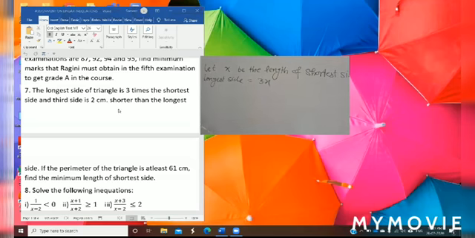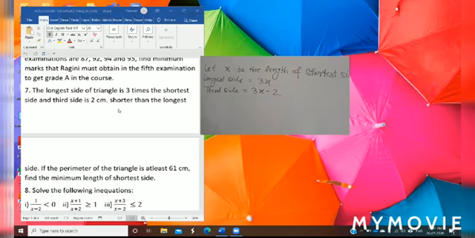And the third side, what about the third side? The third side is 2 centimeters shorter than the longest side. Okay, so you write here, third side is 2 centimeters shorter than the longest side. So here you have 3x minus 2.